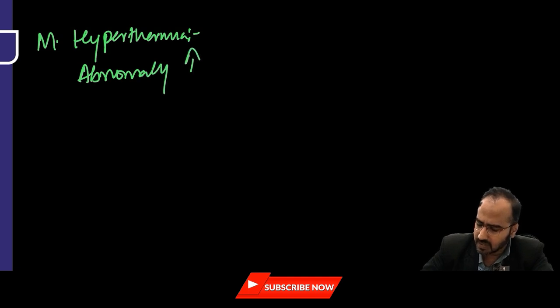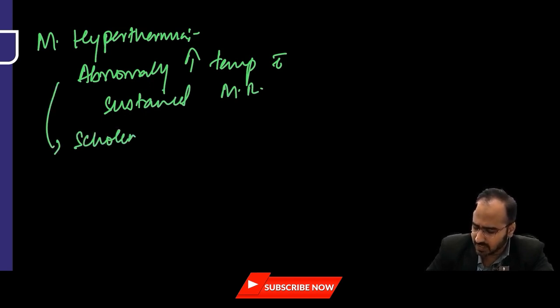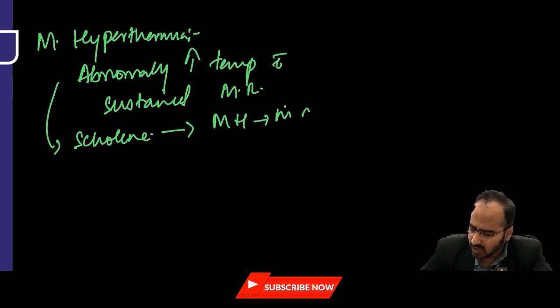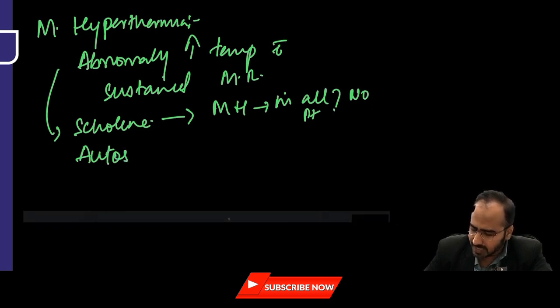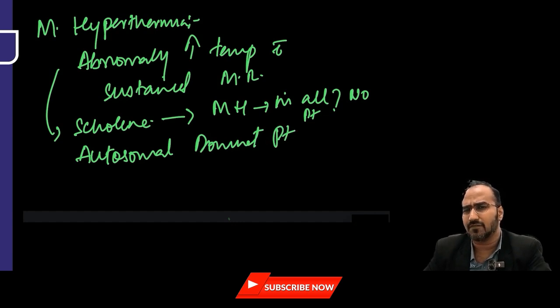Abnormally high temperature with sustained muscle contraction. Okay. Now, why does scoline cause malignant hyperthermia? And does scoline cause malignant hyperthermia in all patients? Does it cause it in all patients? No. Scoline will cause malignant hyperthermia in autosomal dominant patients. So whenever you give scoline to an autosomal dominant patient, what is happening?